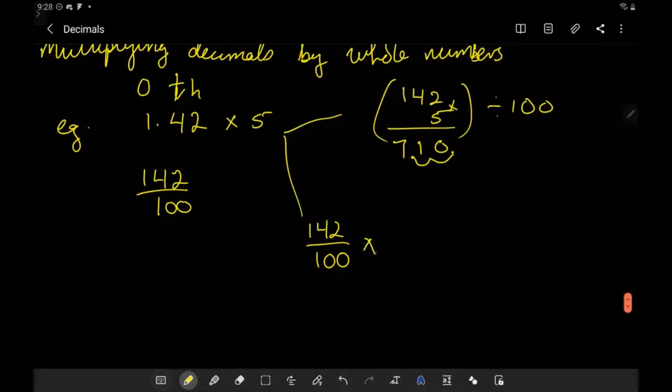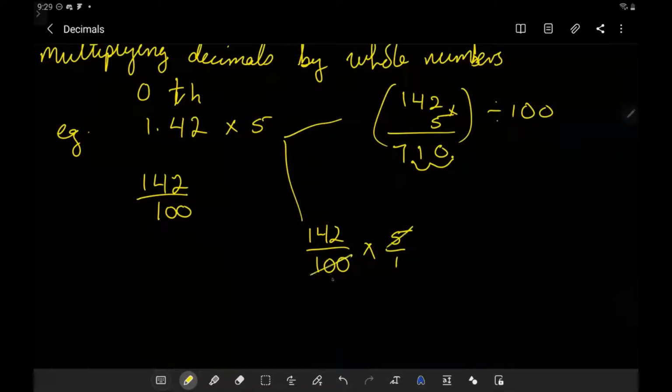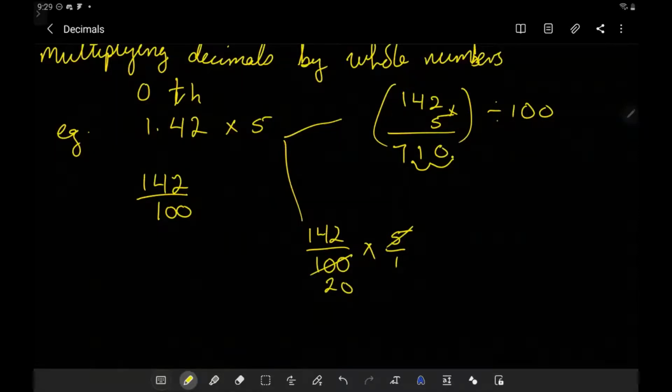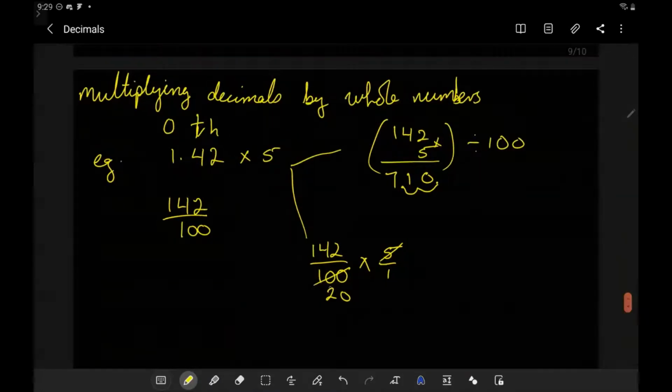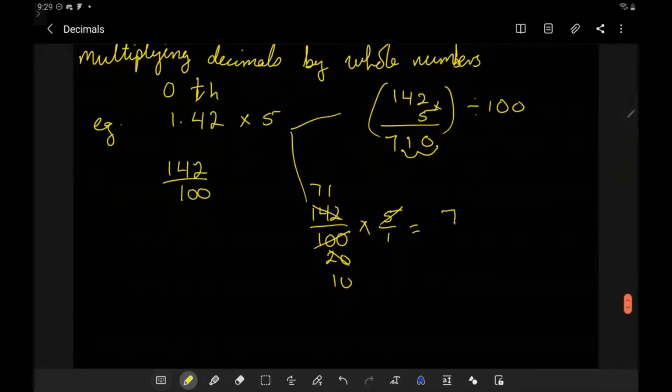Right, so if you multiply by 5, this is like 5 over 1. First I could cancel the 5 and the 100, so this will be 20. But we remember to multiply fractions, right? I hope so. Right, so then we have 2 into this is 10. 2 into this is how much? 71, yes sir. And what we have here is 71 over 10.